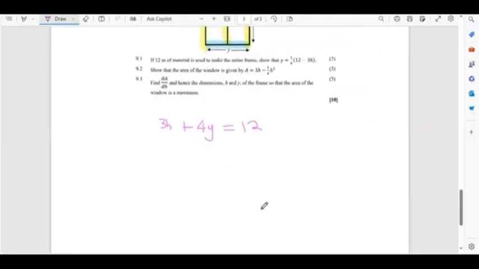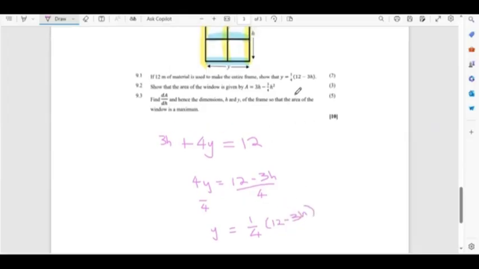Now we need to show that y can be written in this form. Basically, let's solve for y. The first step, I'm going to take this 3h to the other side so that I'm left with 4y. My 4y is equal to 12 minus 3h. And now to remove this 4, I need to divide both sides by 4. Dividing both sides by 4 is the same thing as multiplying both sides by 1 over 4. So basically, I'll be left with y equal to 1 over 4 multiplied by 12 minus 3h. Now we have proved that y can be written in this form.